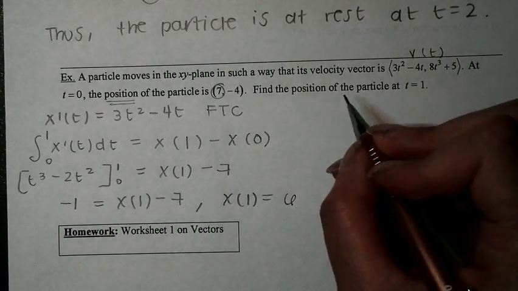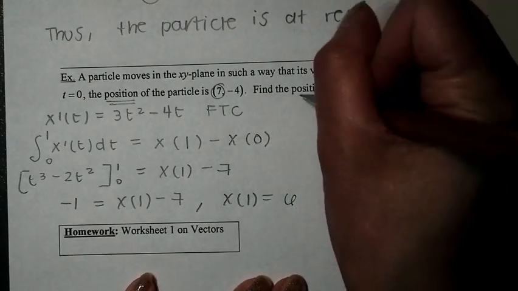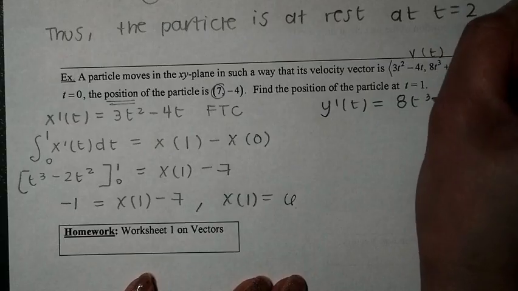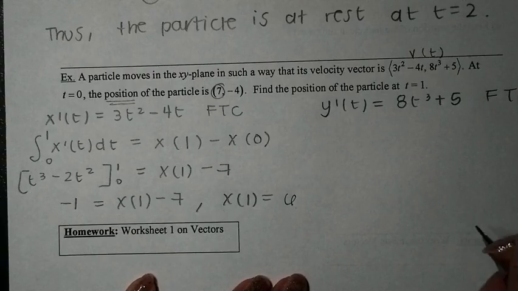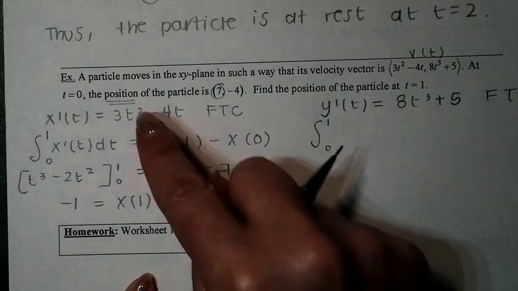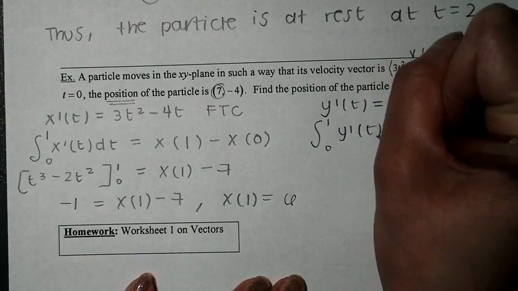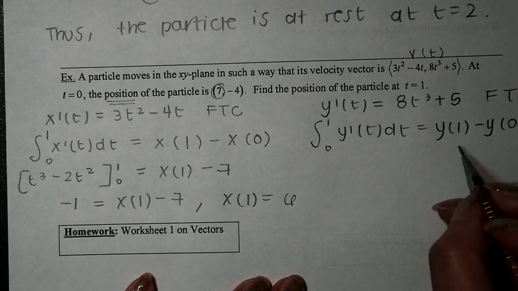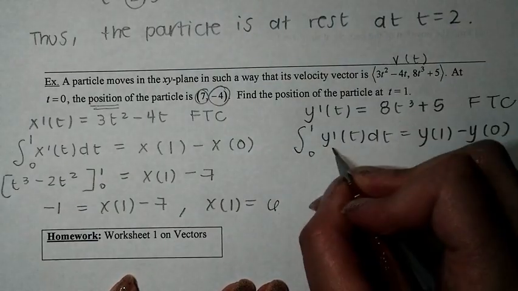Now you have the x component, but you need to do the same thing for the y component. So what are you going to do? You are going to identify that y prime of t is going to be equal to 8t cubed plus 5, and now you are going to use the fundamental theorem of calculus again. You need to use the integral from 0 to 1, because those are the values that you also have for the y component, so the integral of y prime of t dt is going to be equal to y of 1 minus y of 0. How does this change? Instead of taking this value, I'm going to take this one.